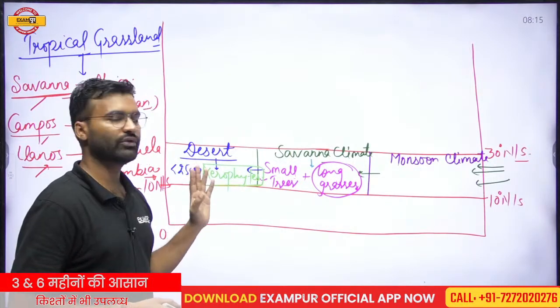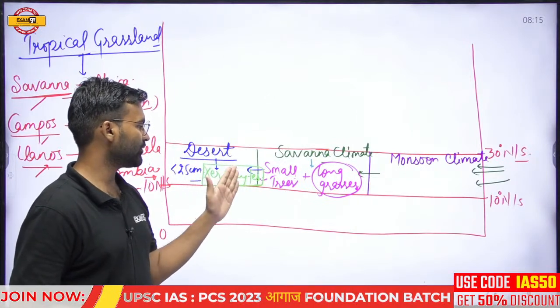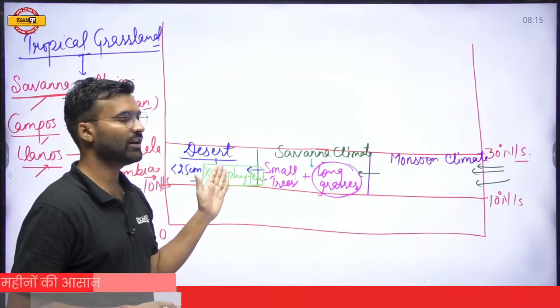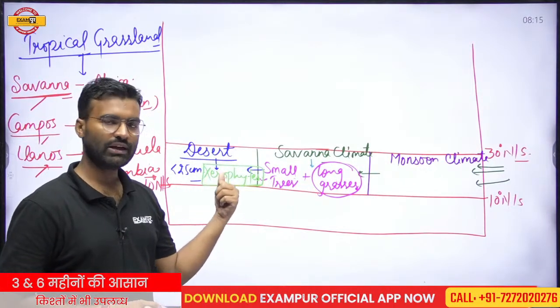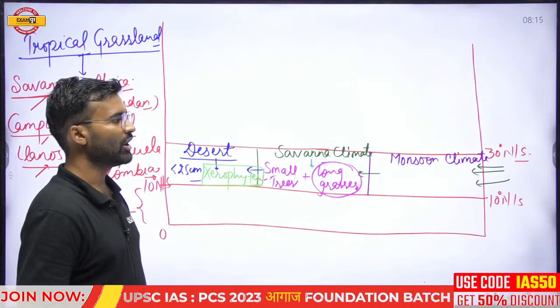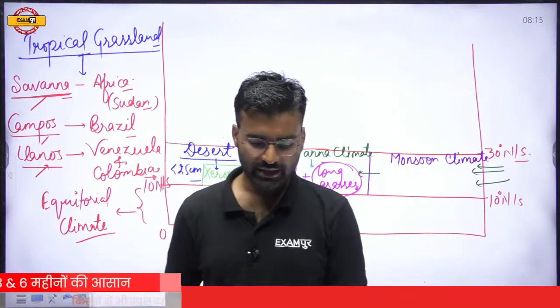There is less precipitation, and due to this phenomenon the biological productivity, or you can say the biotic productivity, is very low. That is why it is termed a desert. So you should understand what the desert is. What is the desert?